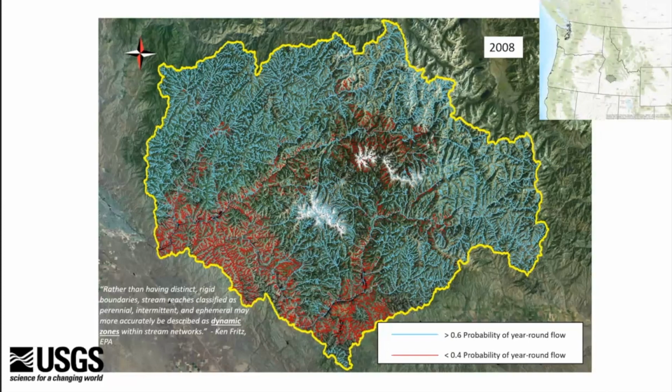And so how we've symbolized this is, again, you've got this probability that extends from 0 to 100%, or in this case, 0 to 1. All the blue lines are the probabilities that are 0.6 or higher. All the red are 0.4 and less, and the flow lines that don't have a color have values between 0.4 and 0.6. So this is the estimate for 2008.